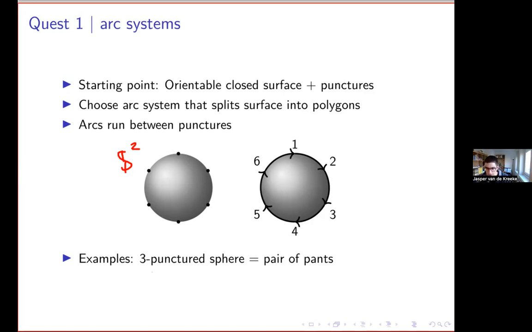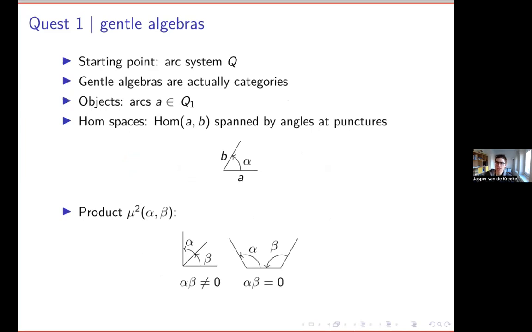Now another famous example is the 3-punctured sphere. If you regard it as lying on the A side of mirror symmetry, the 3-punctured sphere is known as the pair of pants. So if you have a punctured surface together with an arc system given, we shall define from it a gentle algebra.